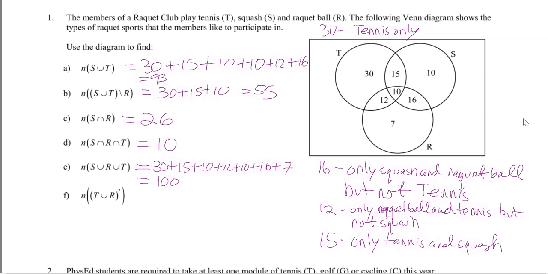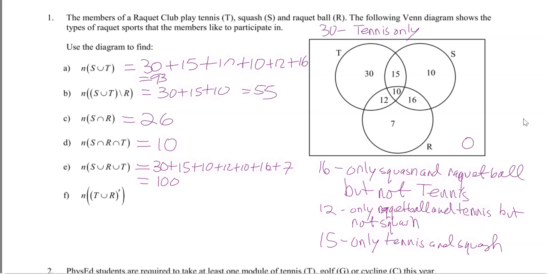So this club has 100 members, right? And we could say each of whom play at least one sport, right? Which would then tell us, if each of them play at least one sport, then there's 0 out there. So each of whom play at least one sport, right? 7 play racquetball only. 30 play tennis only.